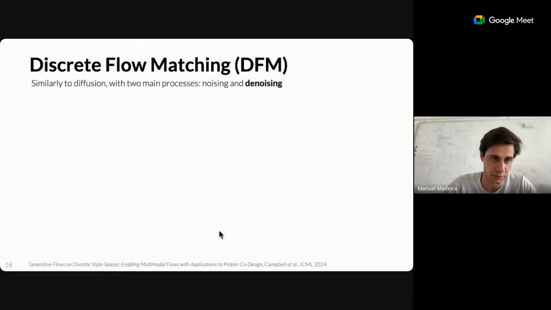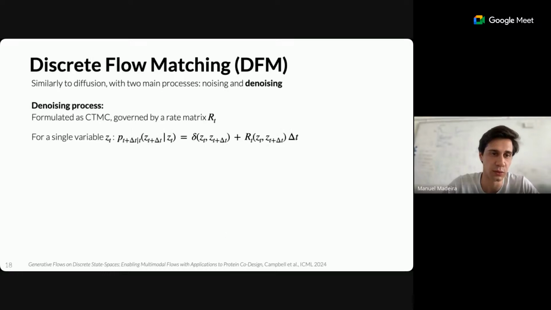Then for the denoising process, we will try to revert the noising one. So it is formulated as a continuous time Markov chain and is governed by a rate matrix. This rate matrix basically defines the instantaneous transition rate of states. So basically, if I'm in a given state, it will give me the instantaneous transition rate to other states or even to the same state.